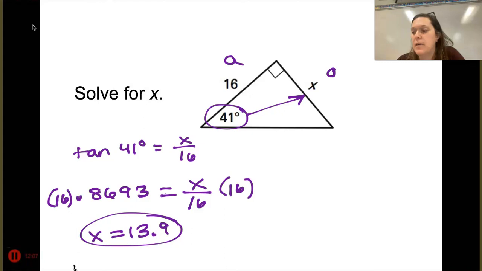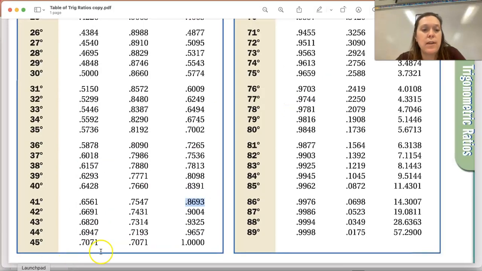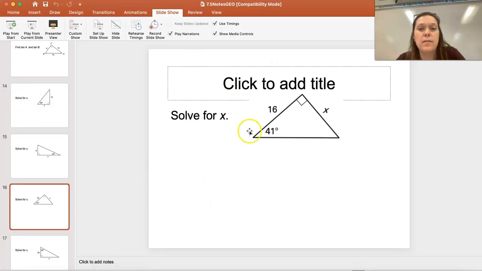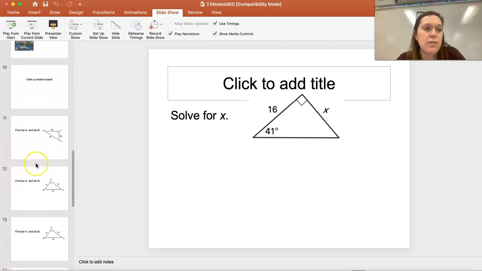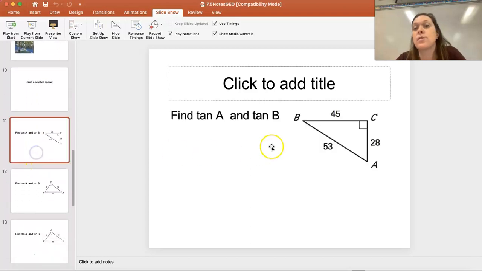Okay. All right, so tangents. Make sure that you are able to solve for x using the tangent ratio, and make sure that you are able to just make the ratios given a reference angle. Okay, that concludes your notes.